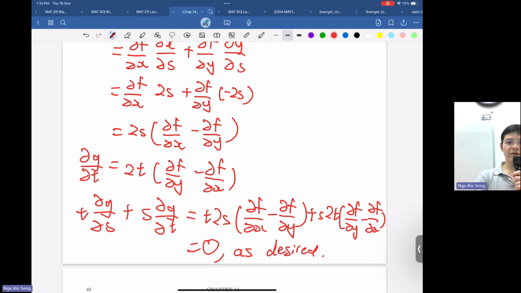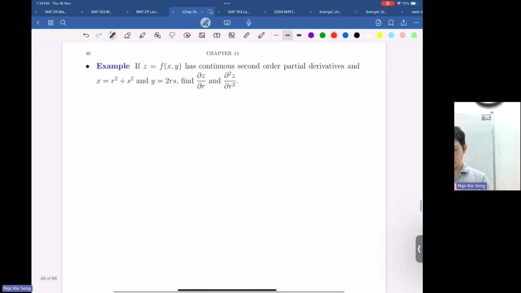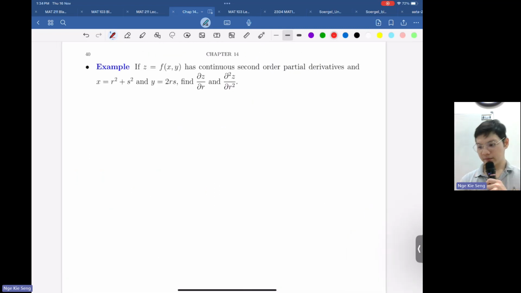Any questions so far? No? Okay. So these are chain rule questions, a different type of question. Should we go one more? Let's do one more before we leave the chain rule.